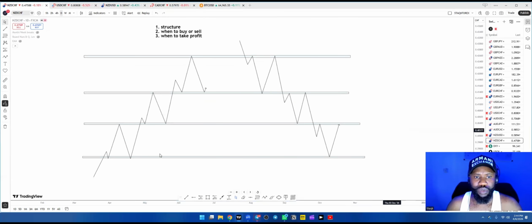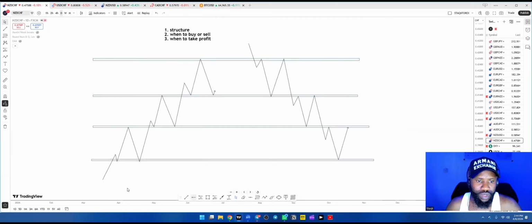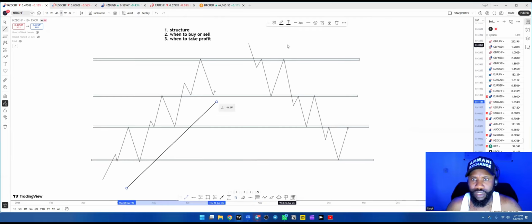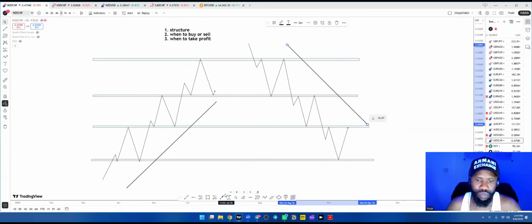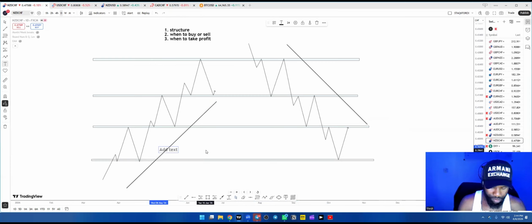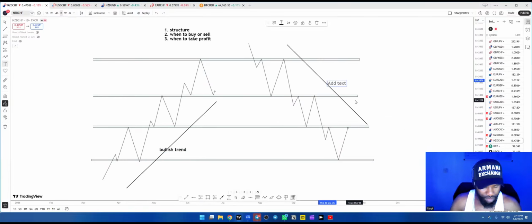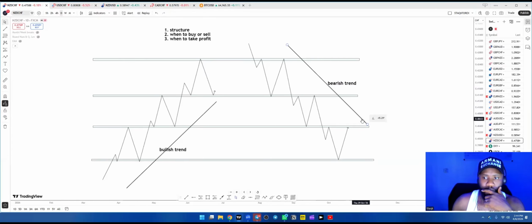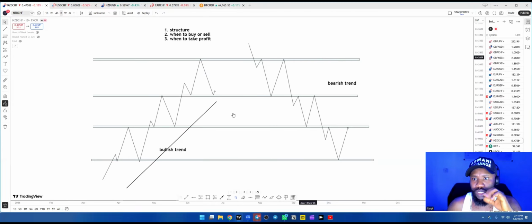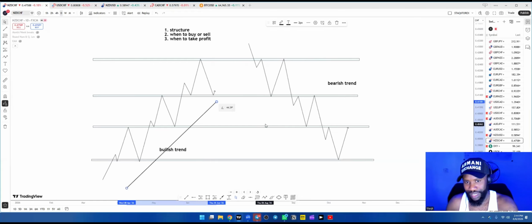So now we have the bullish trend, then we have the bearish trend. All right. This is the bullish trend, and this one is the bearish trend. Okay, so this is the structure we are talking about.